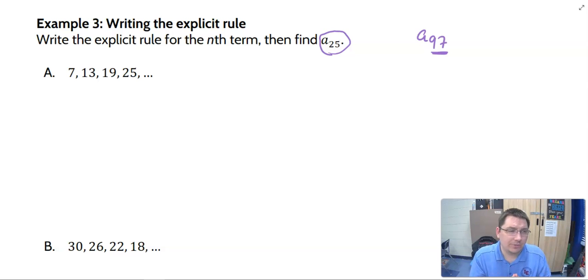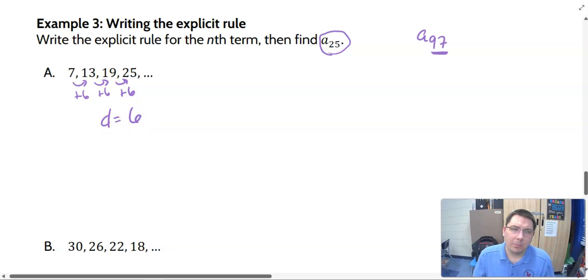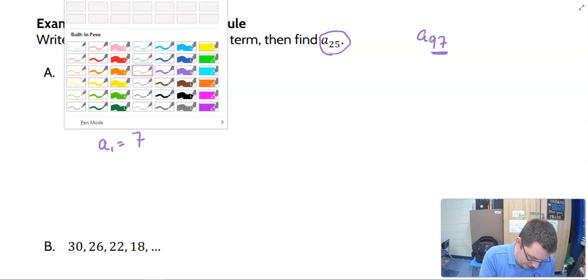All right, so let's look at the first sequence. 7, 13, 19, 25. And so as we go from one term to the next, we're adding 6 here. And so we see our common pattern, our common difference, and so our d is equal to 6. But to write the explicit rule, we also need our first term. And so a sub 1, well, our first term is just the first number of the sequence. That's 7. And then we're going to be able to use our formula. So let's write that out.